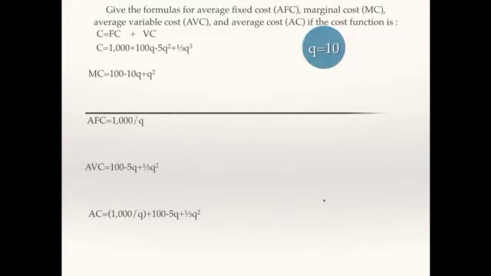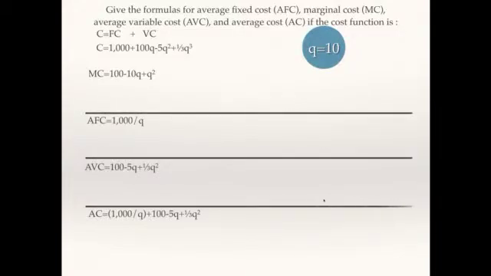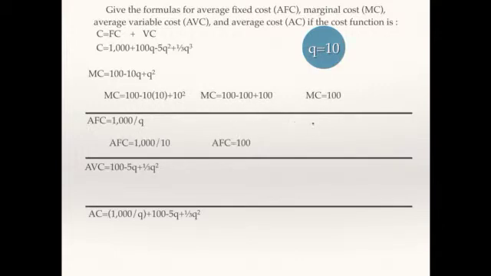Now assume that the output level is equal to 10, and now we need to calculate what the actual value of marginal cost is given a quantity of q. So we have q of 10, we're going to place 10 in where q is for the marginal cost curve. So we do that, and we end up with a marginal cost that equals 100. We place 10 in for q for average fixed cost. We get 1,000 divided by 10, which gives us 100.